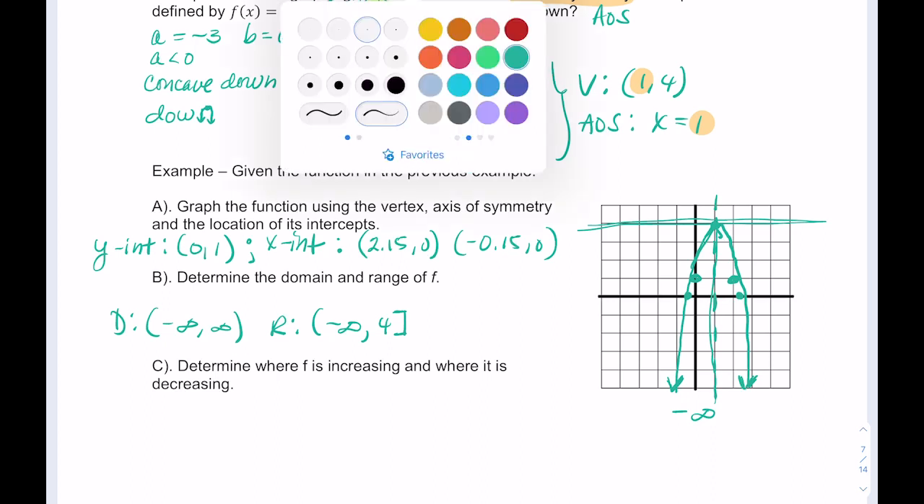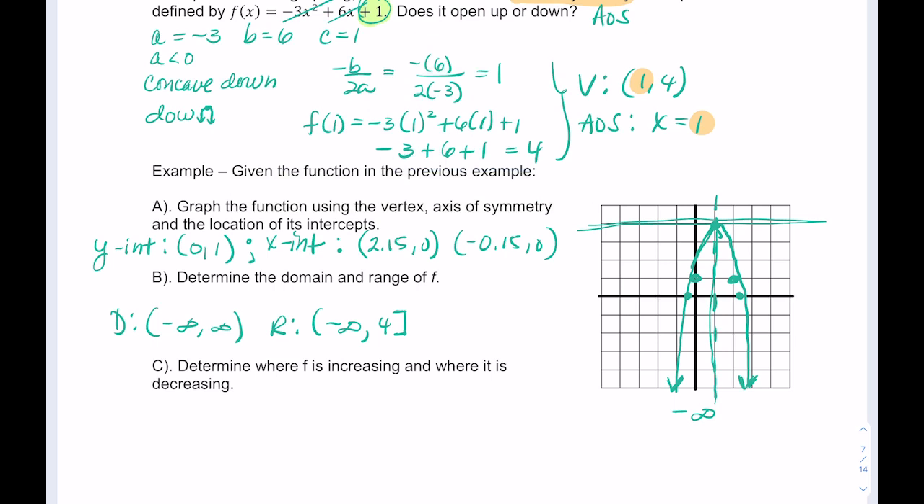Okay, the next thing I want to look at is where is f increasing and where is it decreasing? So remember, when we're dealing with increasing, decreasing, you want to use x values, right? Intervals of increasing and decreasing is always x. So if I look on the left side of the graph, that would be from -infinity up to, this is the point 1 comma 4. So I'm going to focus on the 1, right? I'm not using the 4. The 1 is my x.